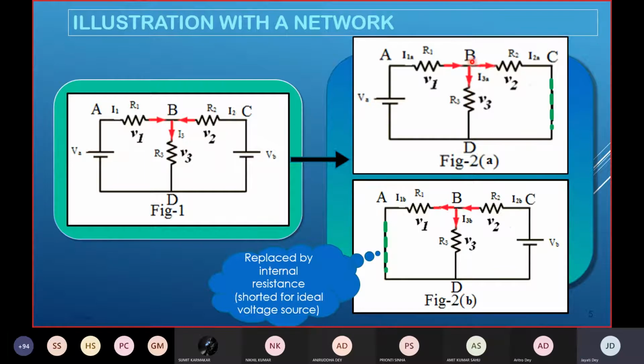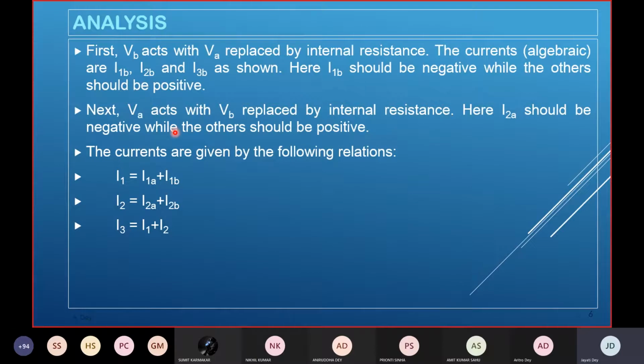Whereas through BD, you see what would that be? I3A plus I3B will be equal to or close to this I3 if the superposition theorem holds good, right? And we will demonstrate it. See here, what I have discussed to you just now is written.